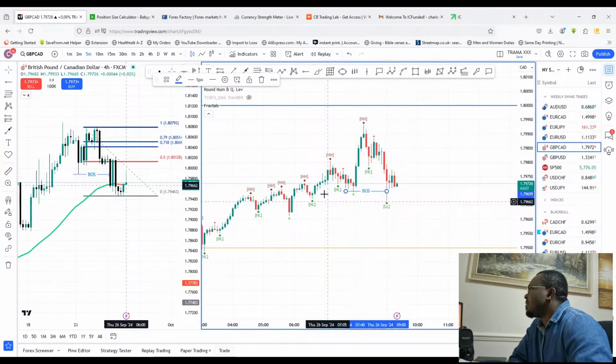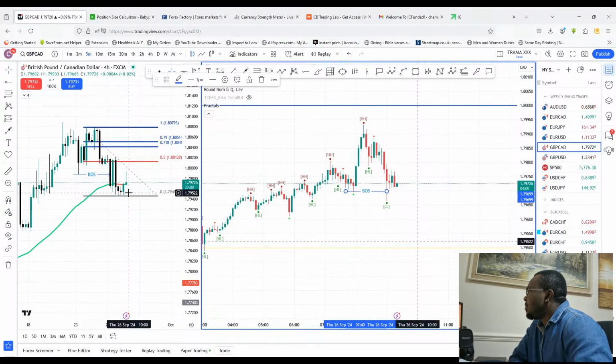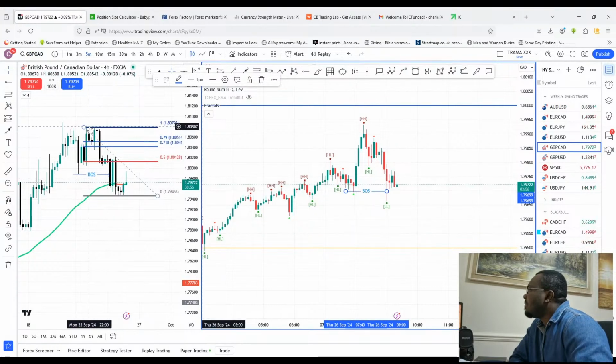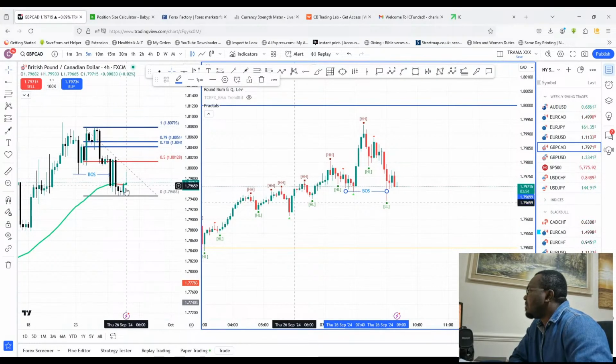If this is a break of structure to the downside, and we are actually in a buy zone, a discount area of the Fibonacci, sorry, not premium, we are in a discount area where we're supposed to be buying.